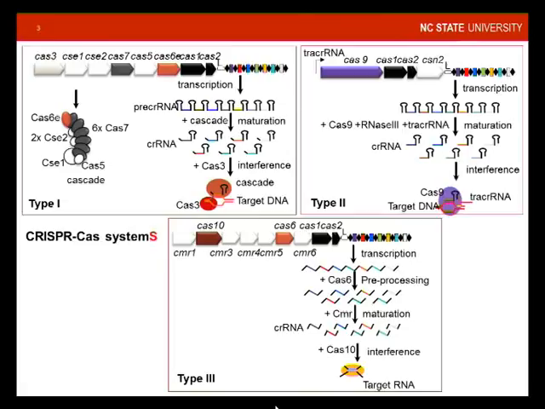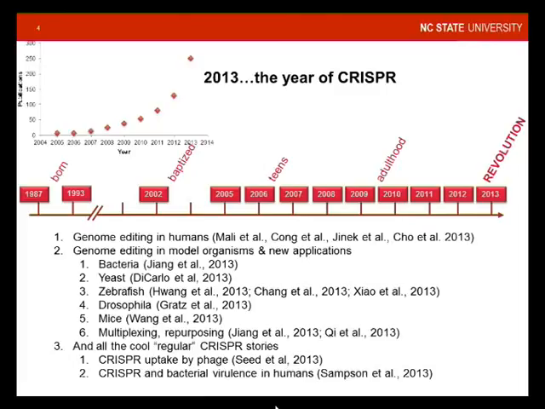Though CRISPR loci were first identified in the E. coli genome in 1987, the CRISPR acronym itself wasn't coined until 2002.